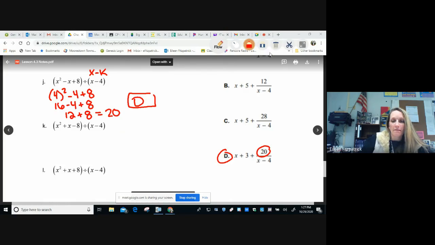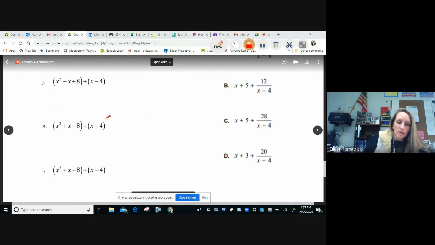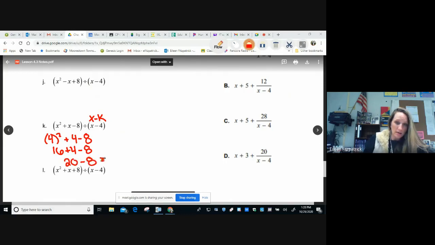All right. Let's try the next one. This also has a K value of 4, so it's 4 squared plus 4 minus 8. 16 plus 4 minus 8. 20 minus 8 gives you 12. So which of the answers has a remainder of 12? That is B.